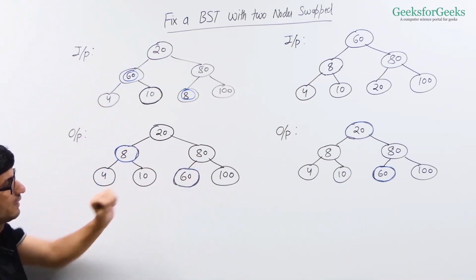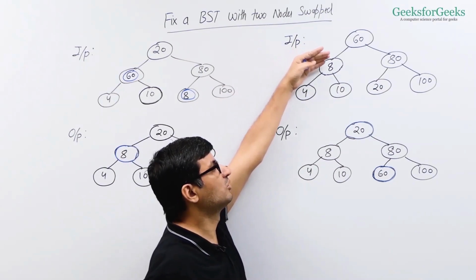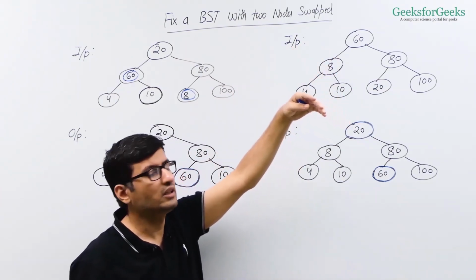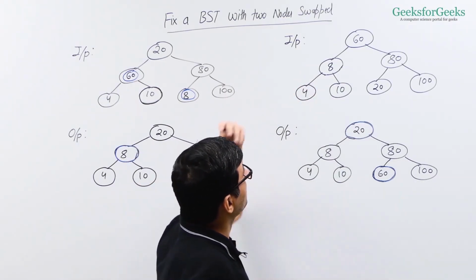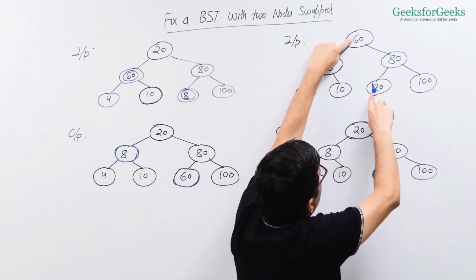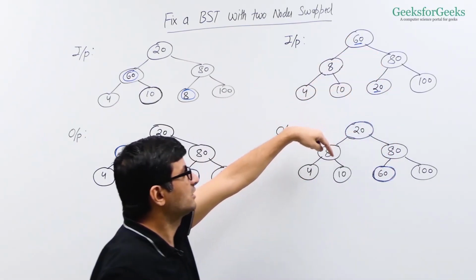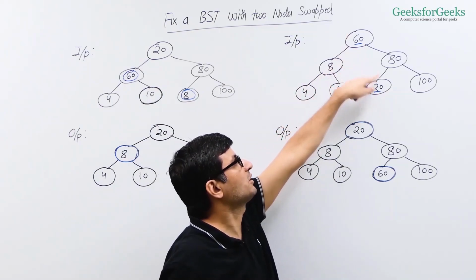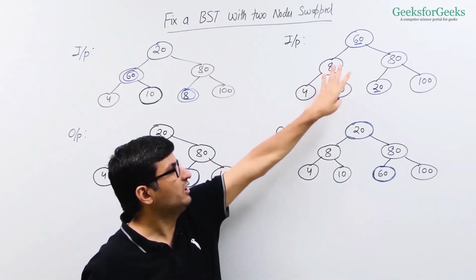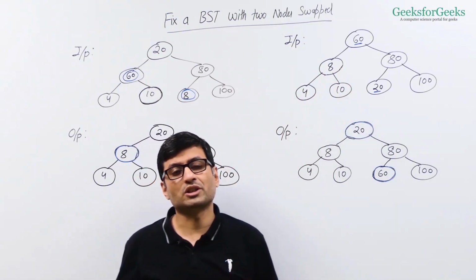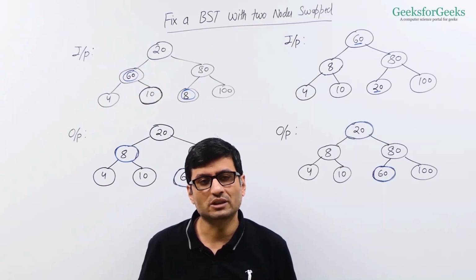Same here. If you see this BST, I again have two nodes which are swapped with each other, and if you swap these two nodes back, you get the BST. For example, if you simply swap 20 and 60, you will get the correct BST. So the two nodes which were swapped earlier in the BST are 20 and 60. So you are given such a tree, you need to find the two nodes which are supposed to be swapped. Then you need to swap these two nodes and correct the BST.